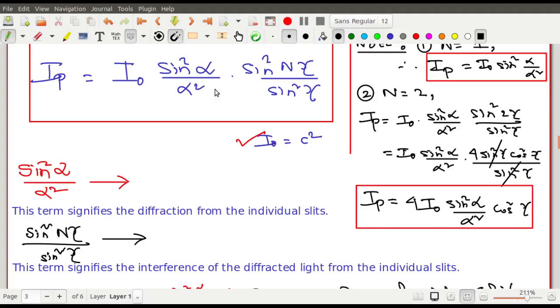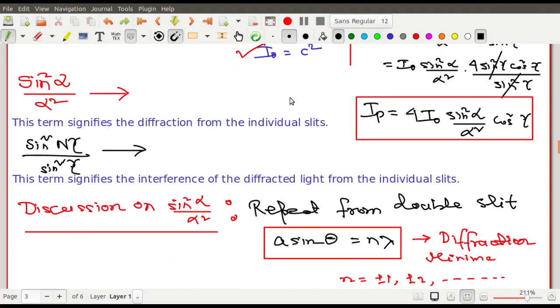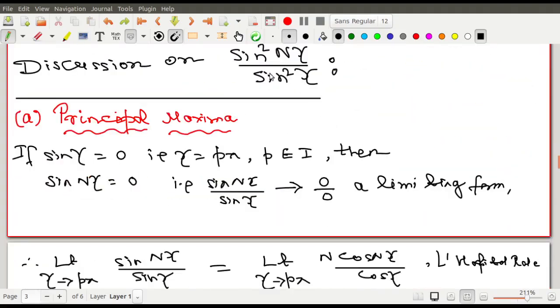আচ্ছা, তাহলে আর কি থাকলো এখান থেকে? What else? So you see that what is this term? So this term is due to the interference which I am currently discussing. So sin square n gamma by sin square gamma আমরা এখানে আলোচনা করছি, এখানে আমি হেডিংও দিয়েছি sin square n gamma by sin square gamma.